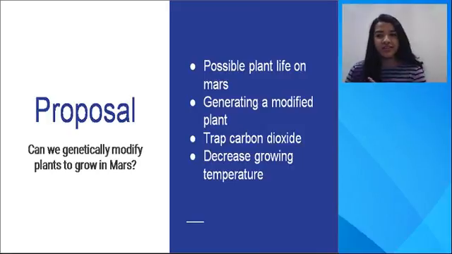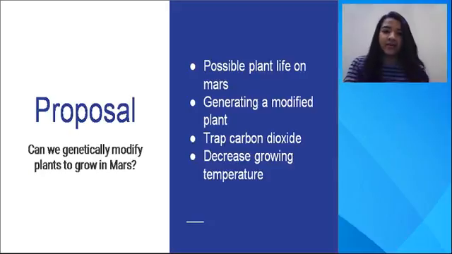So our goal of this study is to determine the possibility of life on another planet such as Mars. For this to happen, we'll do a study on genetically modified plants that can trap carbon dioxide.